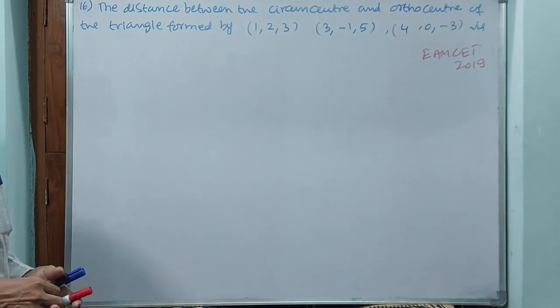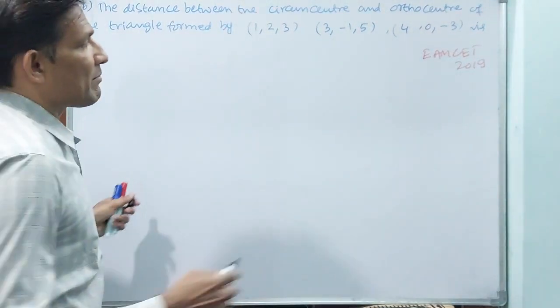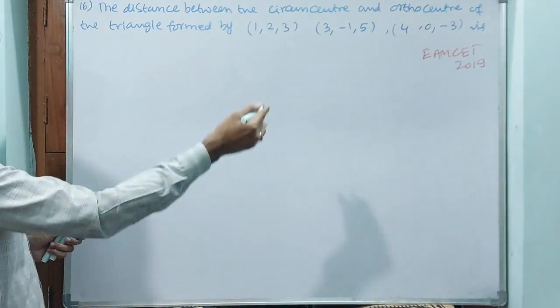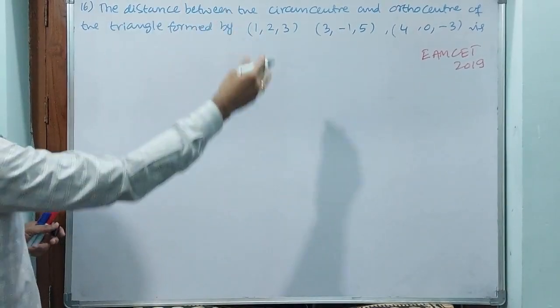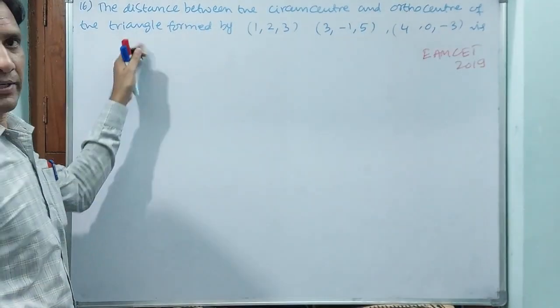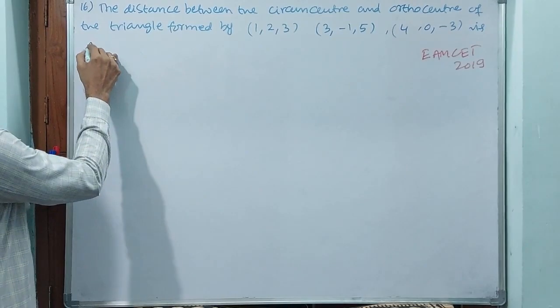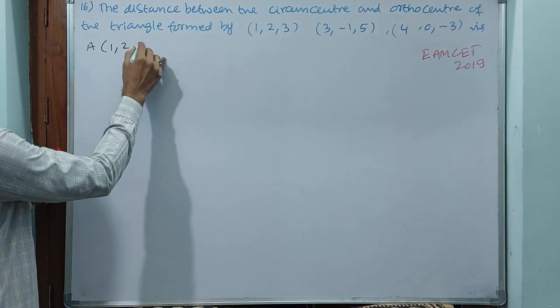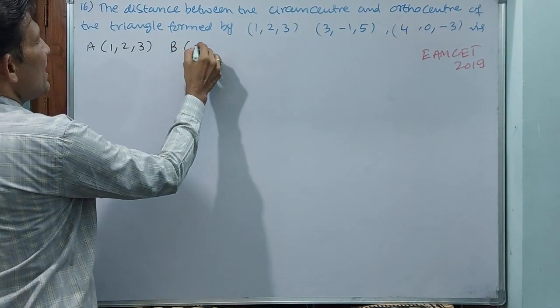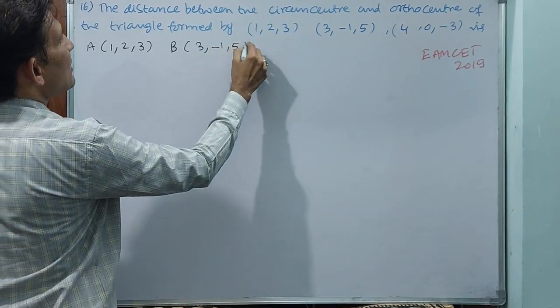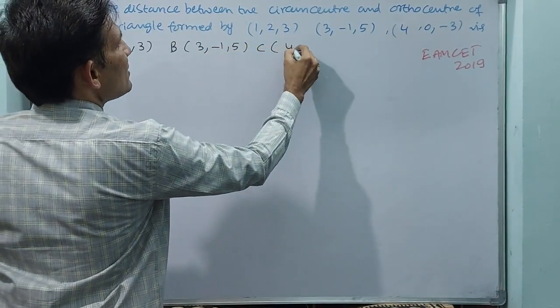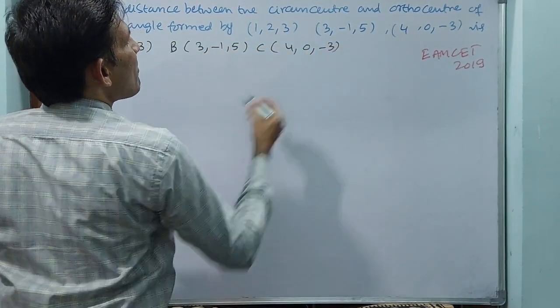But the easiest way, how we are going to find, observe carefully. See what I am writing. Afterwards only I am going to draw the figure, the triangle figure. Why? Because by seeing this, the triangle I have given already. Okay. Let A is equal to (1, 2, 3). B is equal to (3, -1, 5). C is equal to (4, 0, -3).